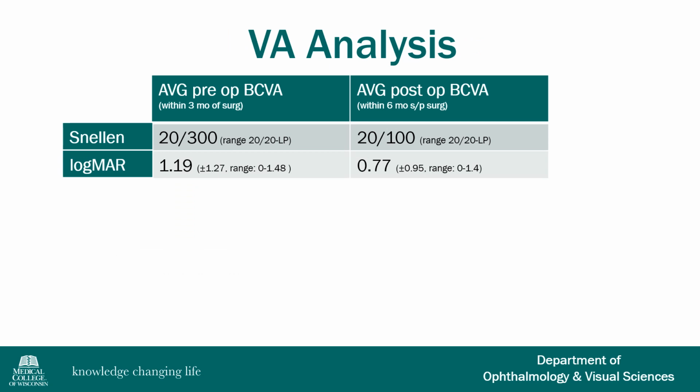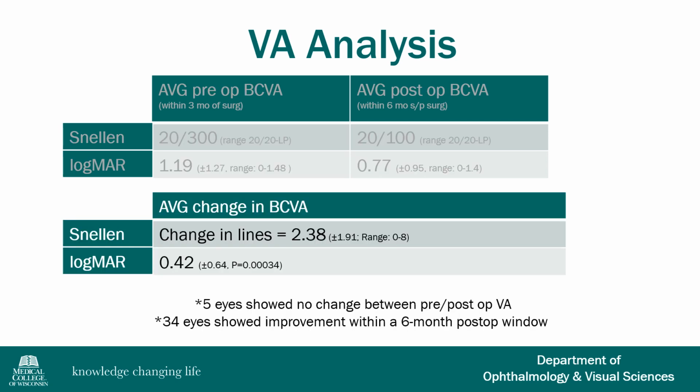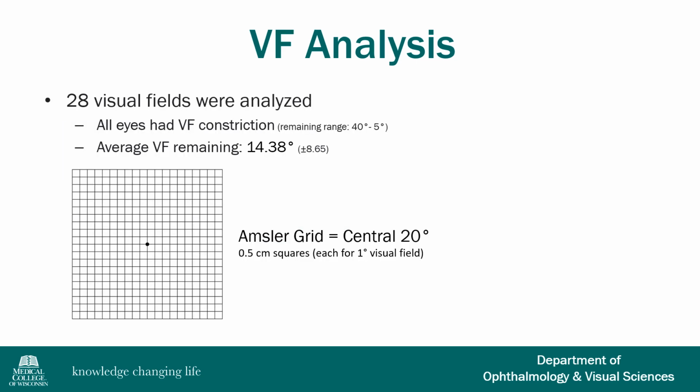Quickly going over visual acuity, the average pre-op visual acuity was 20/300 with a range of 20/20 to LP vision, and the average post-op visual acuity was 20/100 with a range of 20/20 to LP vision. This makes the average change in visual acuity 2.38 lines with a range of 0 to 8 lines. 5 eyes showed no change between pre- and post-op visual acuity, and 34 eyes showed improvement within a 6-month post-op window.